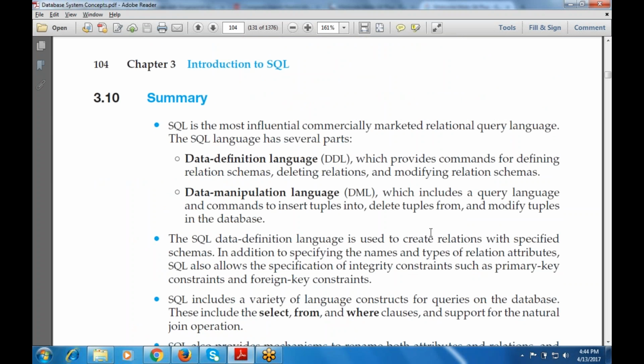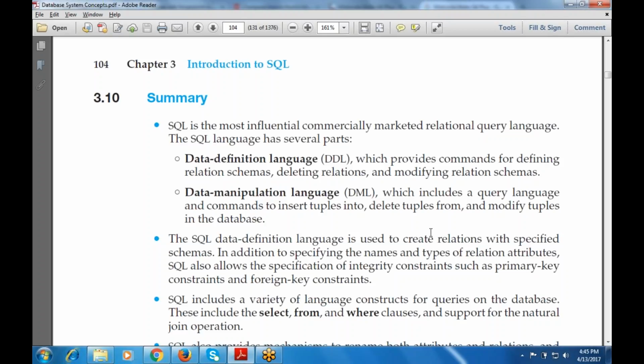Then at last there is a summary. SQL is the most influential commercially marketed relational query language, and it has two parts: DDL and DML. The DDL provides commands for defining relation schemas, deleting relations, and modifying relation schemas. The DML includes a query language and commands to insert tuples into, delete tuples from, and modify tuples in the database.